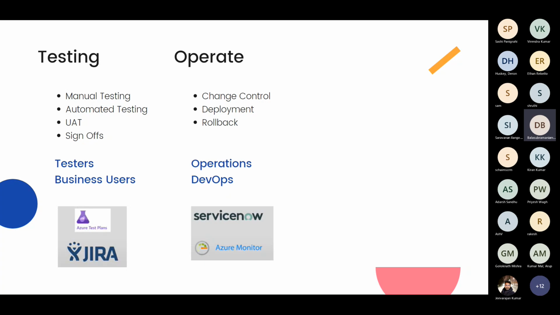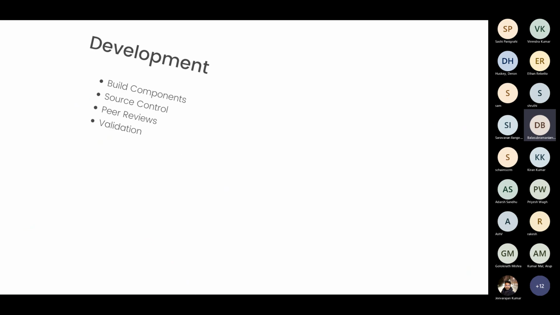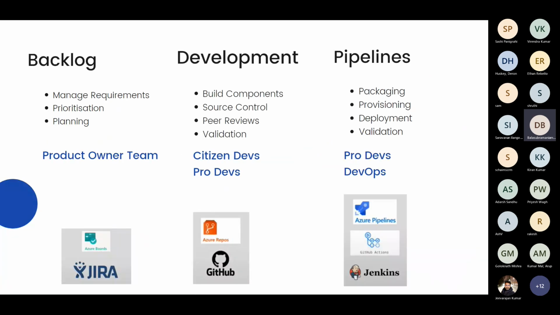Either you can use Azure Monitor or ServiceNow, and you can leverage any of these and you will be able to achieve the Power Platform ALM process. And these are all the ALM capabilities and the tooling. You can leverage them for building the ALM for Power Platform.